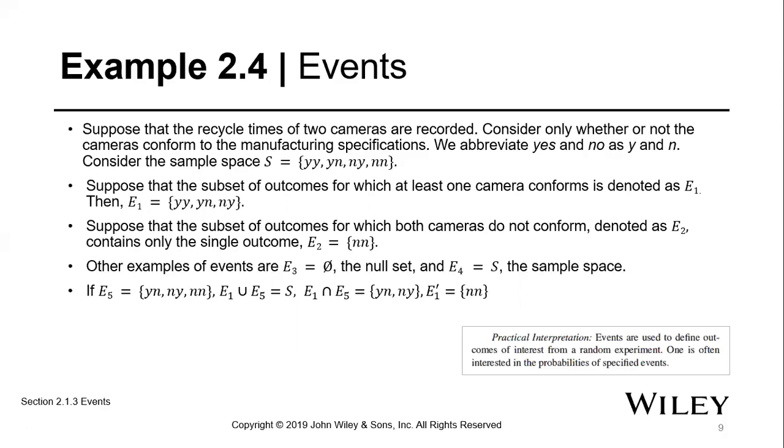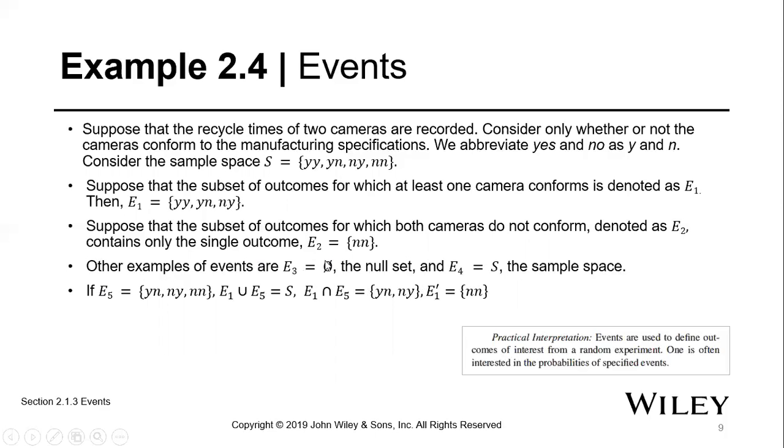From that, if we have a subset of outcomes that we denote as the first event, we're looking at all the outcomes where at least one camera succeeds. That gives us everything but no, no. So our event E1 is yes, yes, yes, no, no, yes, whichever has at least one Y. And then E2 is the subset where cameras do not conform. We can turn that into E2, and that's just no, no.